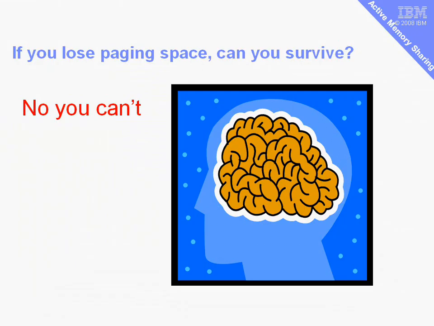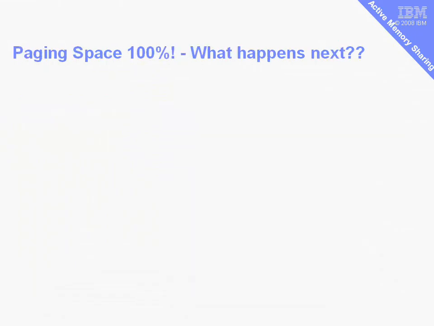So the message here is to make sure that you protect your paging space. You need to either mirror it or have it under RAID 5 to make sure that you don't lose what is in effect memory pages.